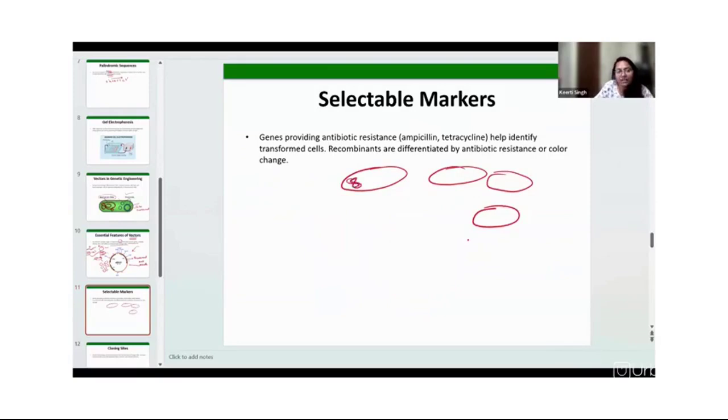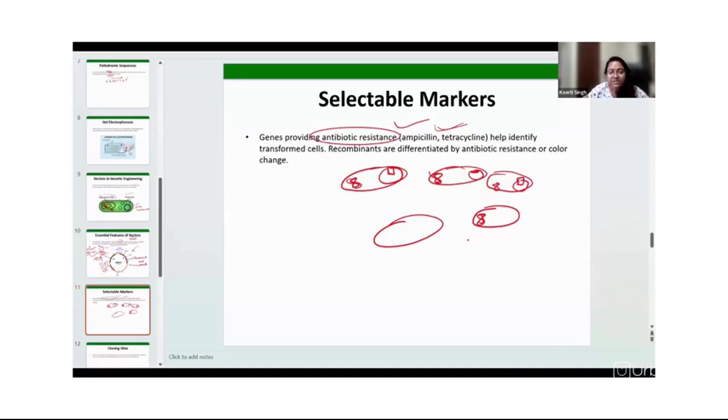in which there is their own DNA and they have extra chromosomal DNA with our DNA of interest, right? But the selectable markers are nothing. In layman's terms, these markers are used to find out whether the particular cell has our DNA or not, right? Some of these markers are, for example, the antibiotic resistance.